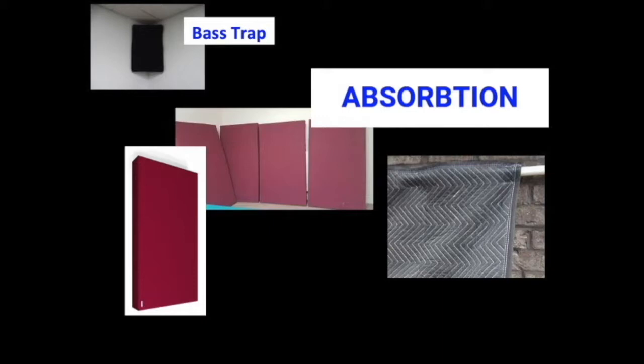So assuming you decide to acoustically treat your home studio with absorption, the next question is, where do I put it? And this brings up the notion of reflection points. So what are reflection points and why do I need to know about them?